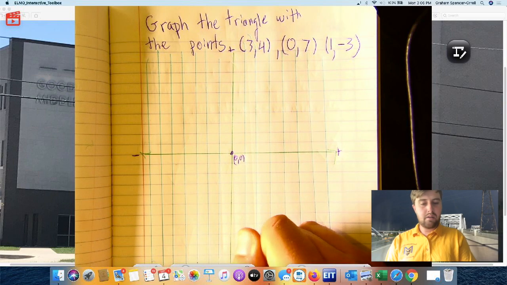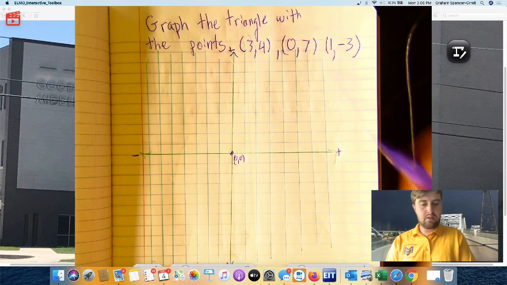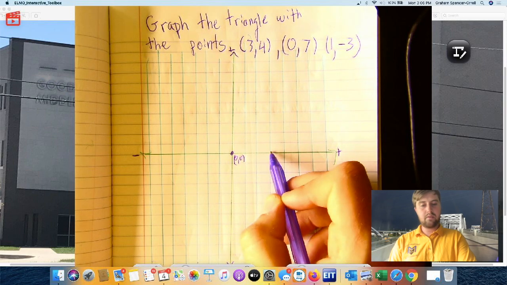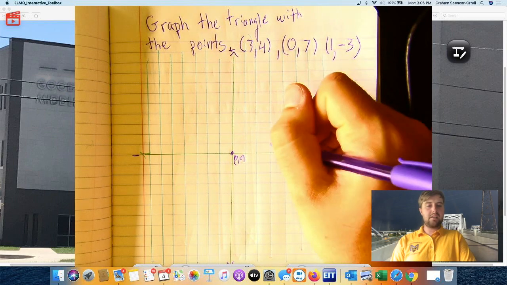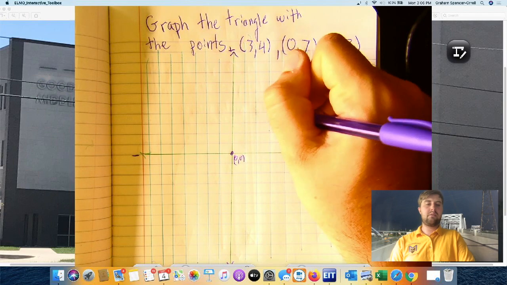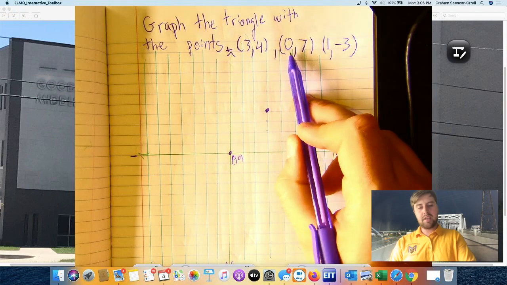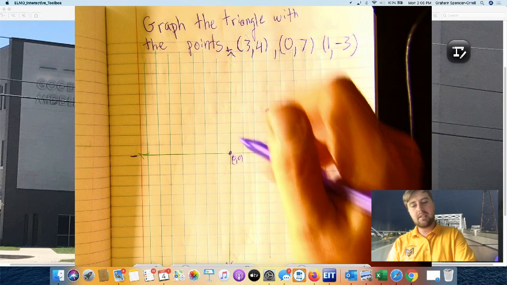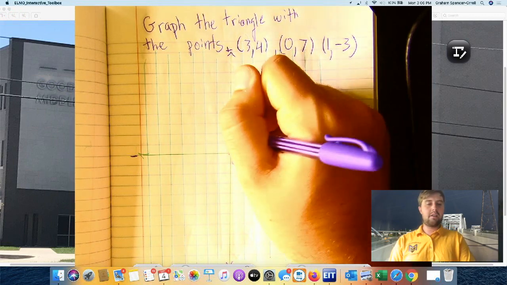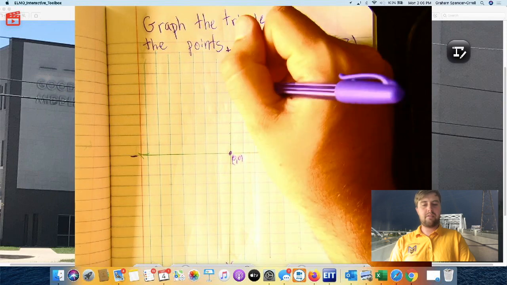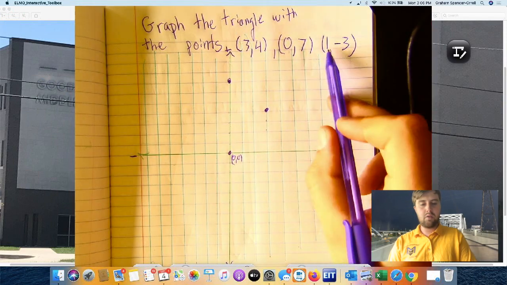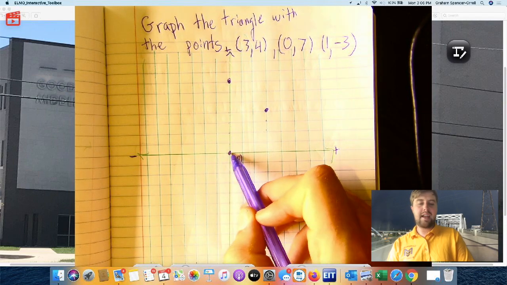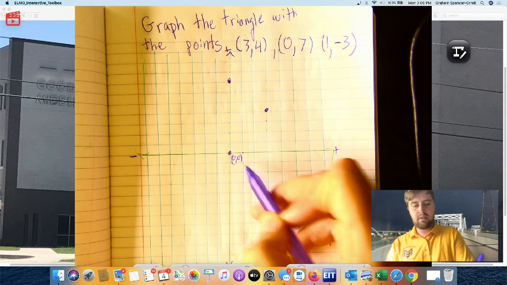All right, so we're going to go 3 right for this first point, 1, 2, 3, and then 4 up, 1, 2, 3, 4. Our second point is 0, 7, so 0 left or right, and then 7 up because 7 is positive. 1, 2, 3, 4, 5, 6, 7. And our third point is 1, negative 3. So always starting at the origin, going right 1 because 1's positive. And our y is negative, negative 3: 1, 2, 3.